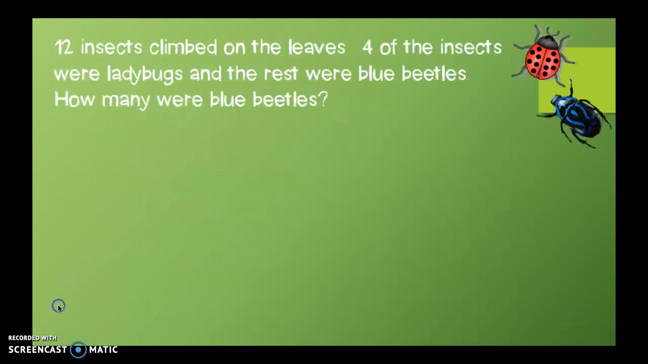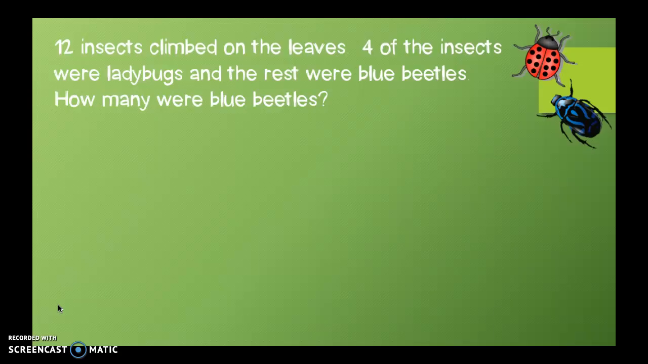So here we go. Our first story says, 12 insects climbed on the leaves. 4 of the insects were ladybugs, and the rest were blue beetles. How many were blue beetles? I'm going to go ahead and read that again. 12 insects climbed on the leaves. 4 of the insects were ladybugs, and the rest were blue beetles. How many were blue beetles? All right, so I'm thinking about that math tool to help me figure out what is even my unknown. Let's see, do I know the whole amount or do I just know the parts? Yeah, it looks like I know the whole amount and one of the parts.